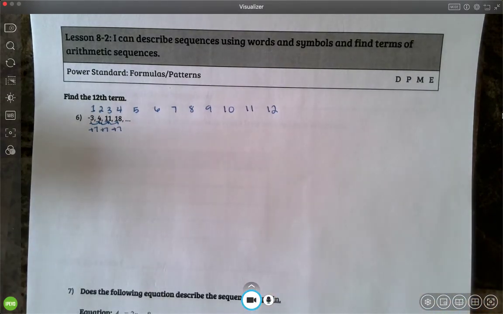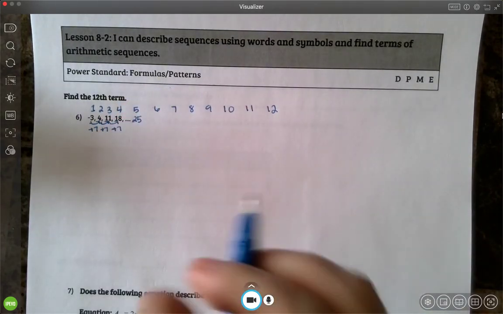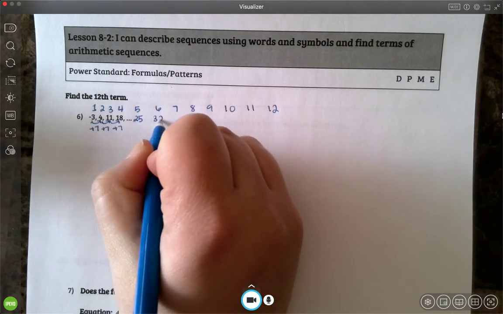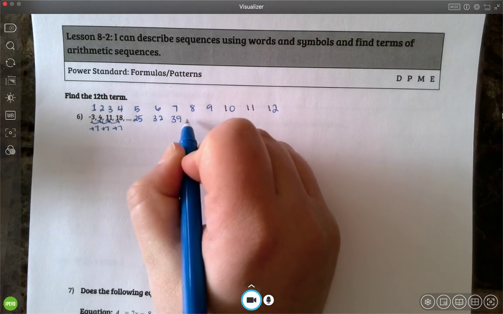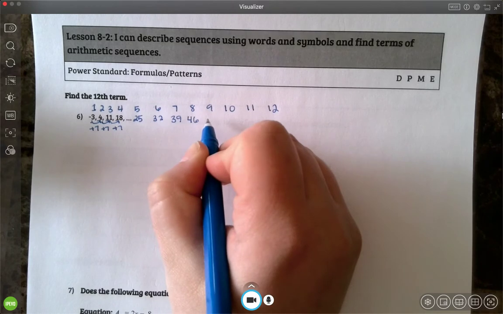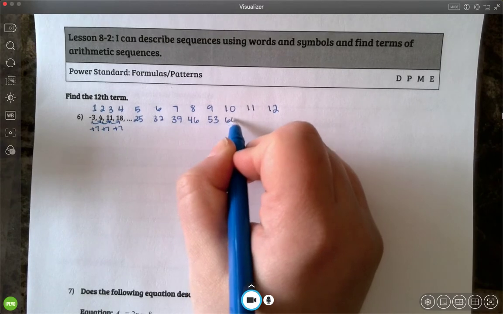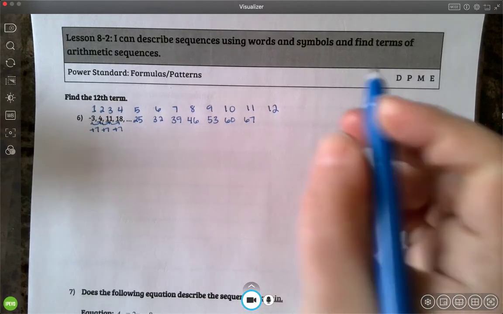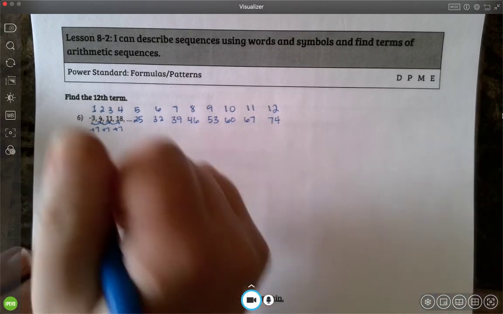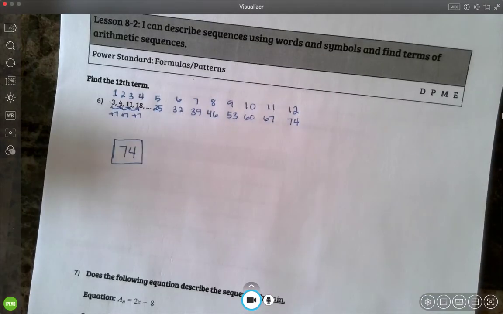So 18 plus 7 is 25. 25 plus 7 is 32. 32 plus 7 is 39. 39 plus 7 is 46. 46 plus 7 is 53. 53 plus 7 is 60. 60 plus 7 is 67. And 67 plus 7 is 74. So my answer is 74. Okay? Hopefully that's not too bad.